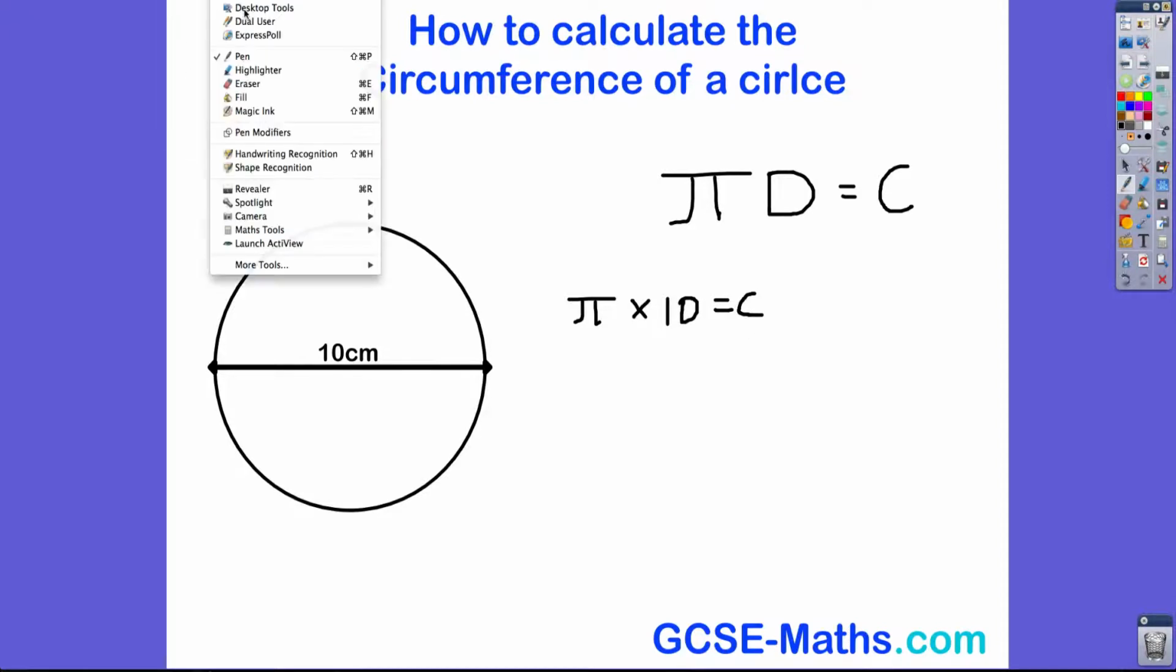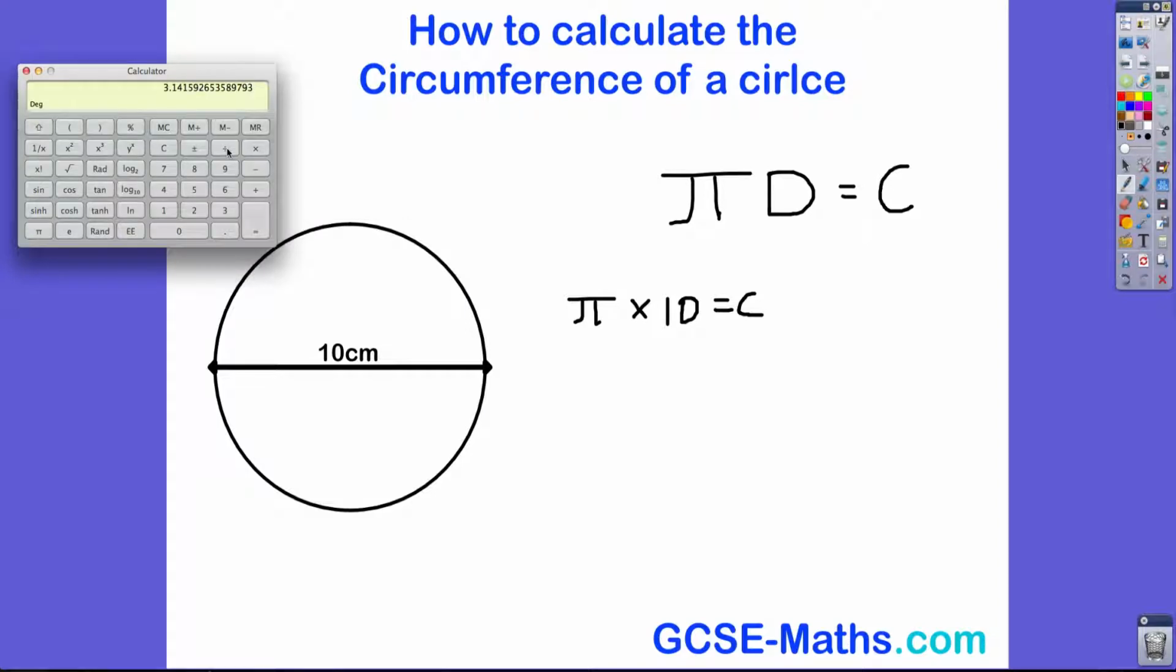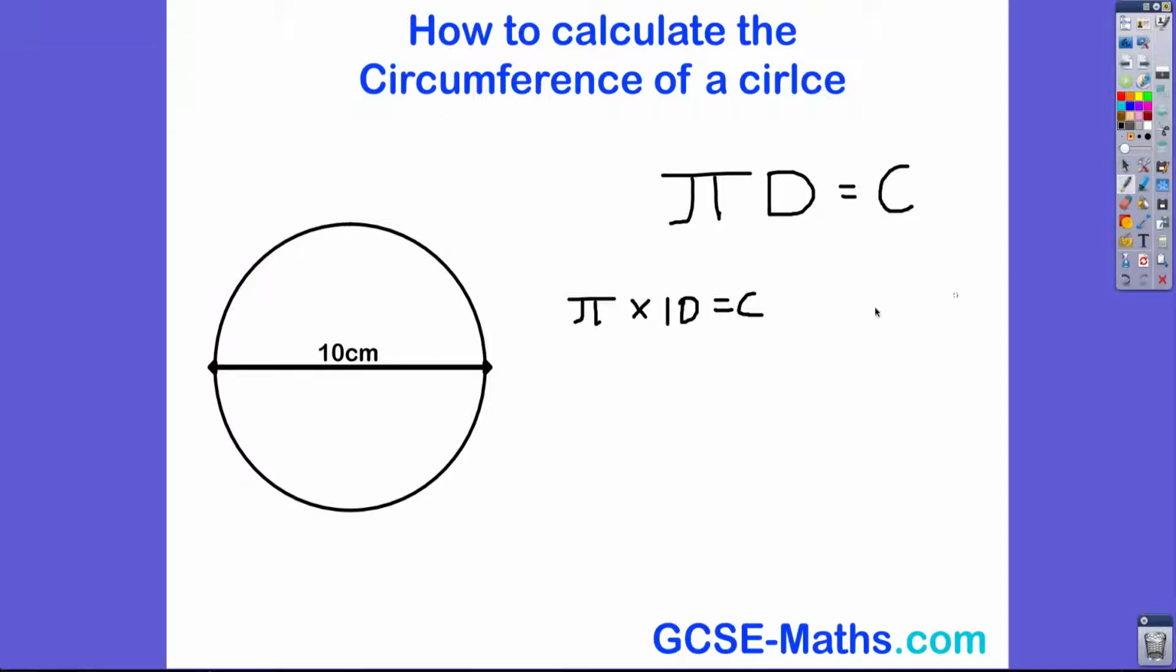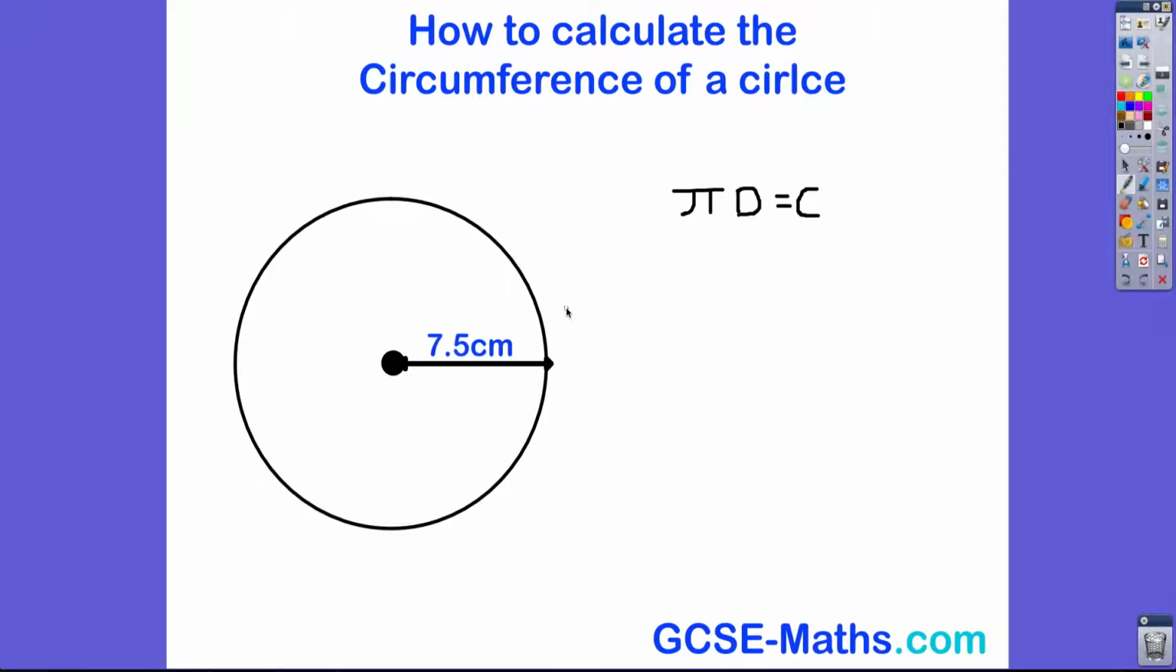So then we just need to carry out that equation, which is going to be pi times 10 equals 31.4. So that is the length of the perimeter of this circle, 31.4 centimeters. Now let's go on to the next slide, where there's a little bit of one more step, and I want to see if you can do this, so pause the video. If not, just follow me.